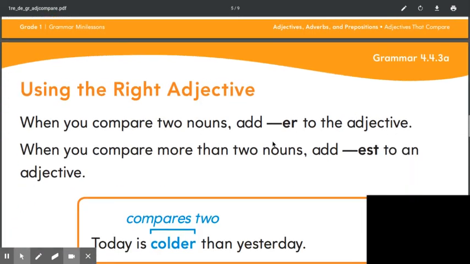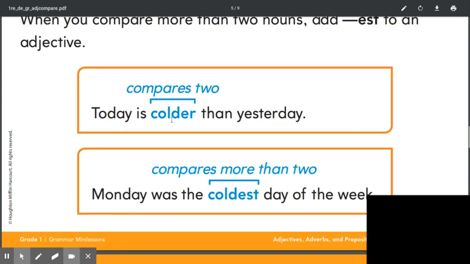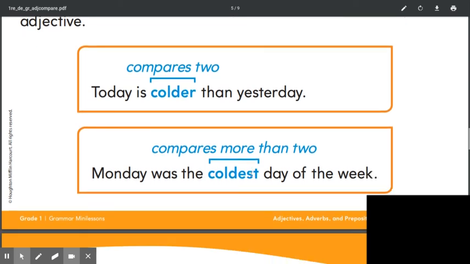Use the right adjective. When you compare two nouns, add ER to the adjective. When you compare more than two nouns, add EST to an adjective. Today is colder than yesterday. Monday was the coldest day of the week.